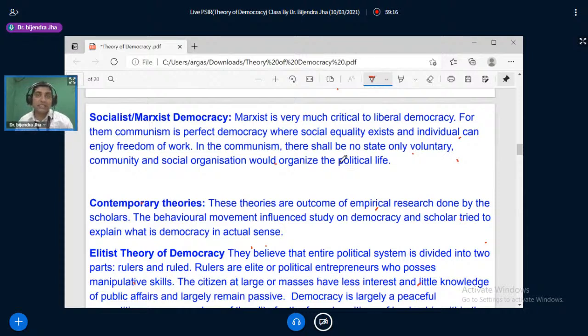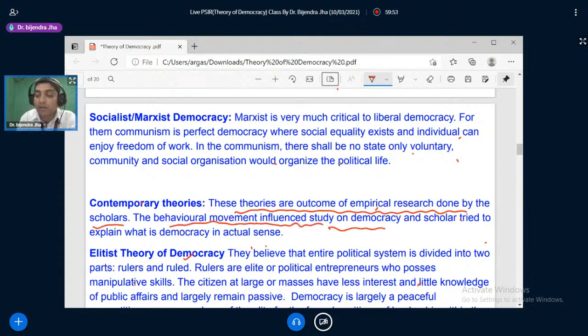So contemporary theory is not based on certain opinions or ideas that an elected leader will be meritorious or will not be right, whatever. They actually observed and studied the actual practice of democracy, and they talked about two theories: the elitist theory of democracy and the pluralist theory of democracy. So these theories are the outcome of empirical research done by scholars. The behavioral movement influenced the study of democracy, and scholars tried to explain what democracy is in the actual sense.